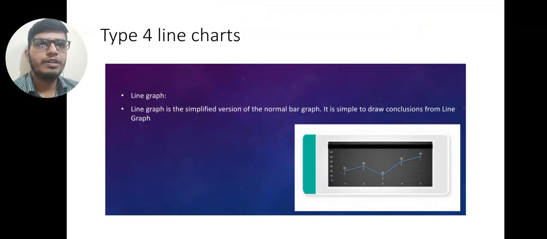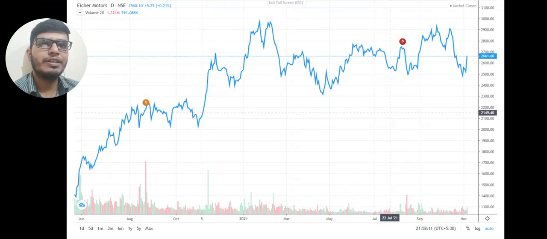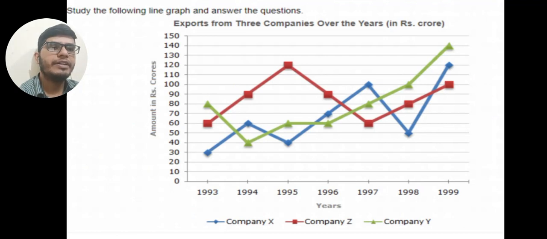Okay, so this is a line chart. A better example I can give is the stock market. In the stock market, you usually find line charts. This is a multiple line graph. Likewise, you are going to find graphs like these here.